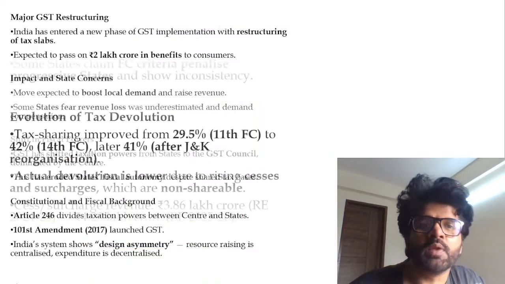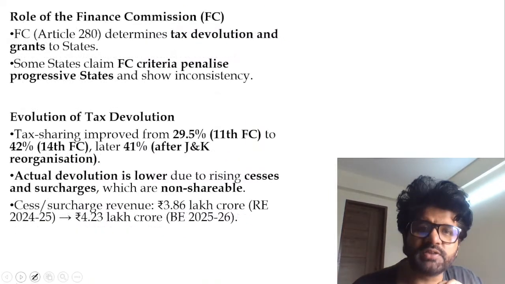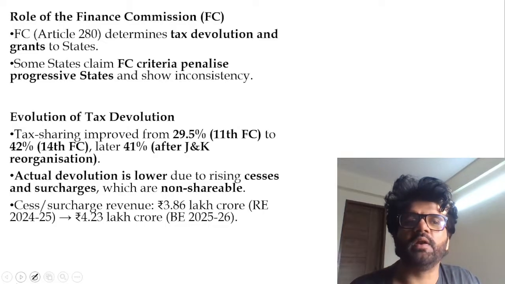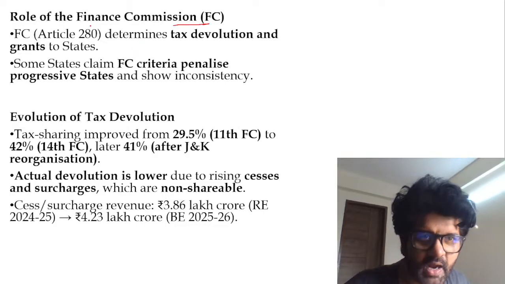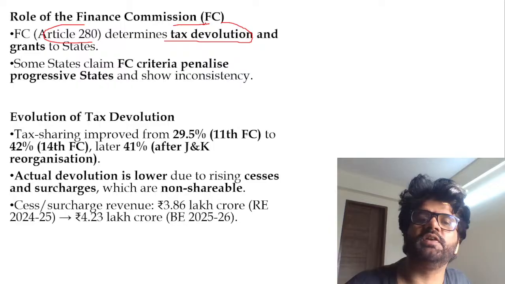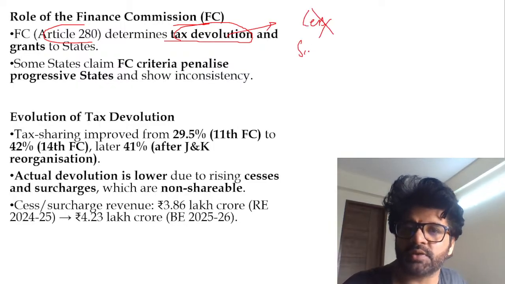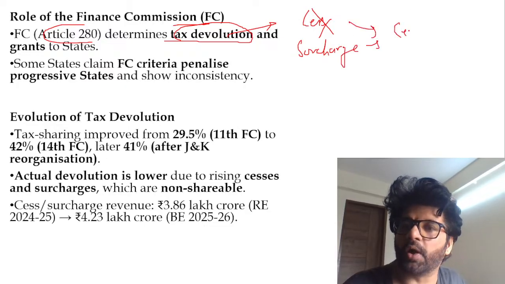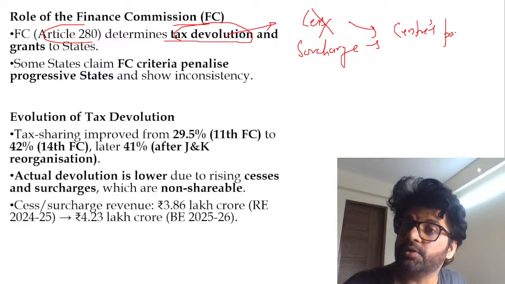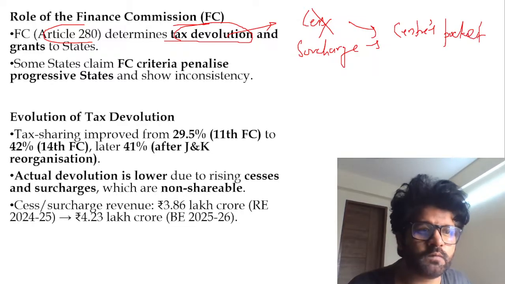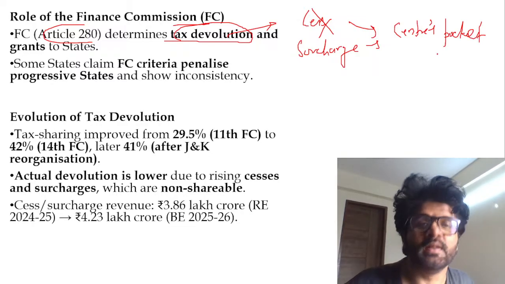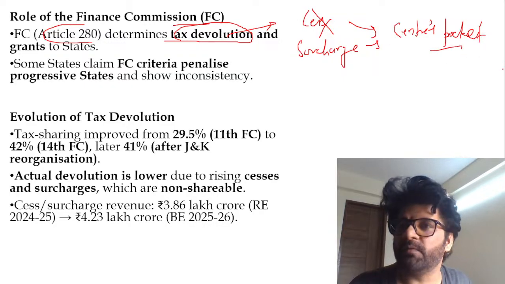The state does not have money. How will they do these things? Dependent on the center. Again, not good for federalism. Role of the Finance Commission, Article 280, they talk about tax devolution. But which tax? The tax part which does not involve cess, which does not involve surcharge. All these things go into the center's pocket. And then what does the center do with this money? They go on foreign tours. Now that's just stupidity. They invest it for common welfare.